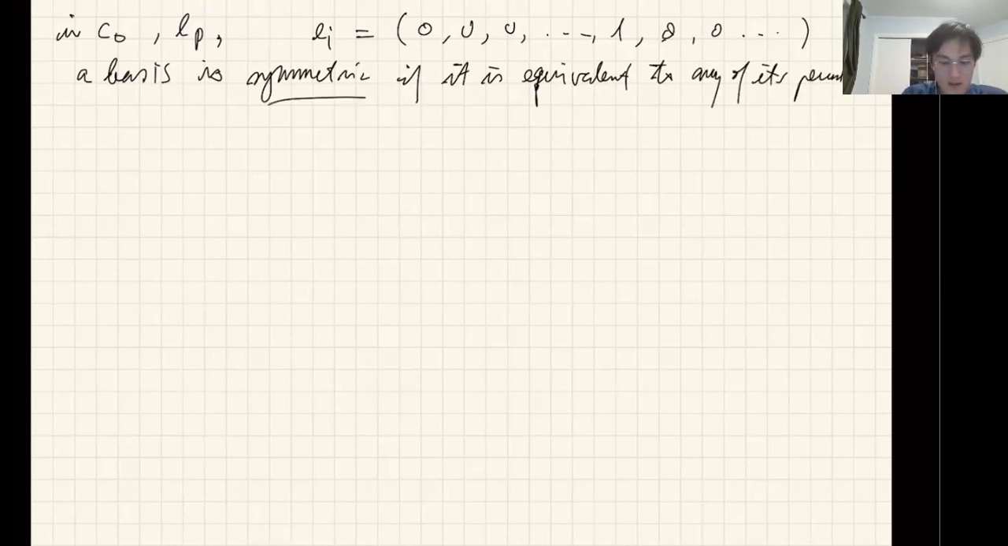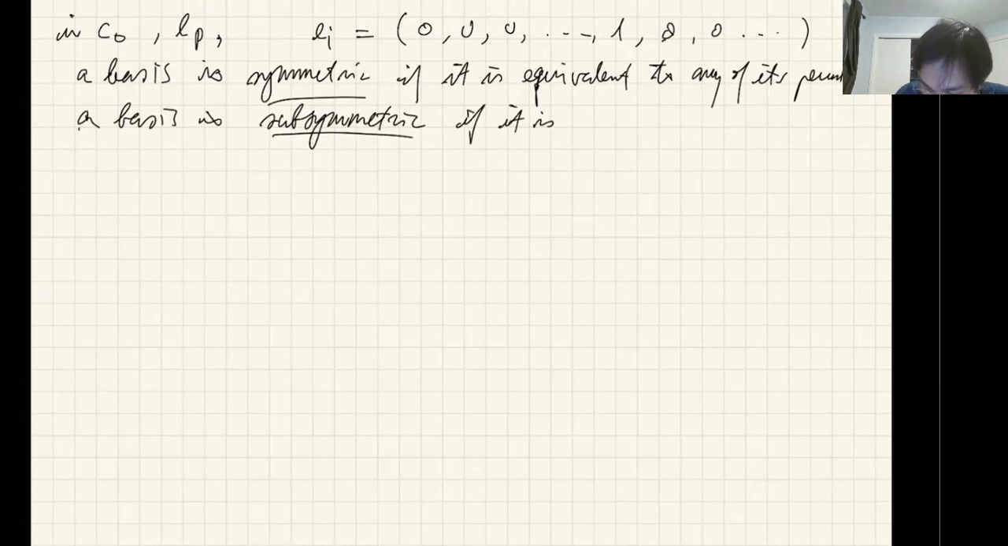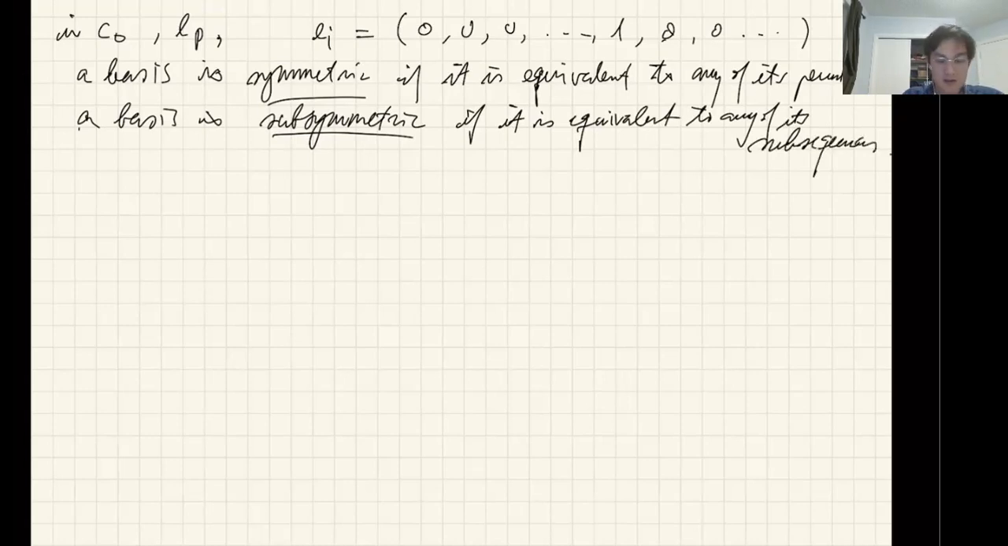Okay. Now, something that turns out to be a weaker notion is something called subsymmetry. A basis is subsymmetric if it is equivalent to any of its subsequences. Okay, so it turns out a symmetric basis is also subsymmetric, but not necessarily the other way around.